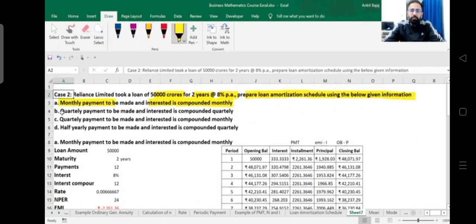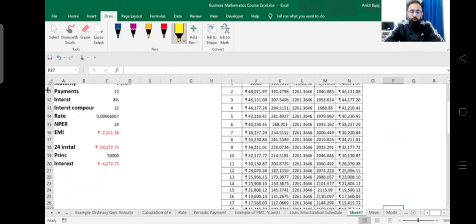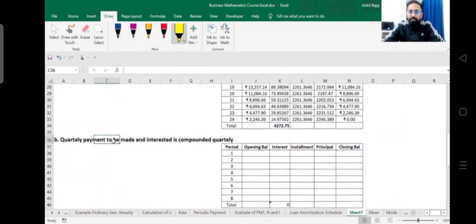Reliance Limited took a loan of rupees 50,000 crore for 2 years at the rate of 8% per annum. Prepare the loan amortization schedule using the information given below. Point B says that quarterly payment is to be made and interest is compounded quarterly. Here, instead of monthly payment, the company is making quarterly payment. The loan amount is 50,000, and the payment is quarterly.